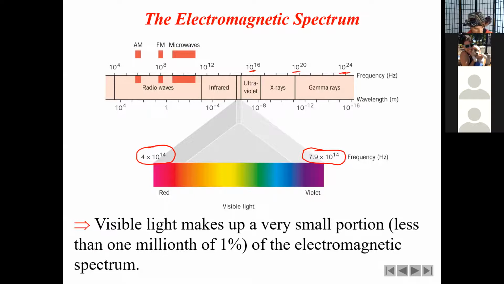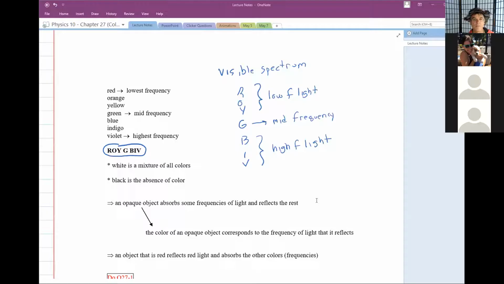Okay, let's get rid of this for a second. Stop share, go back to OneNote. Okay, so there is a specific frequency for every single color, except white and except black.